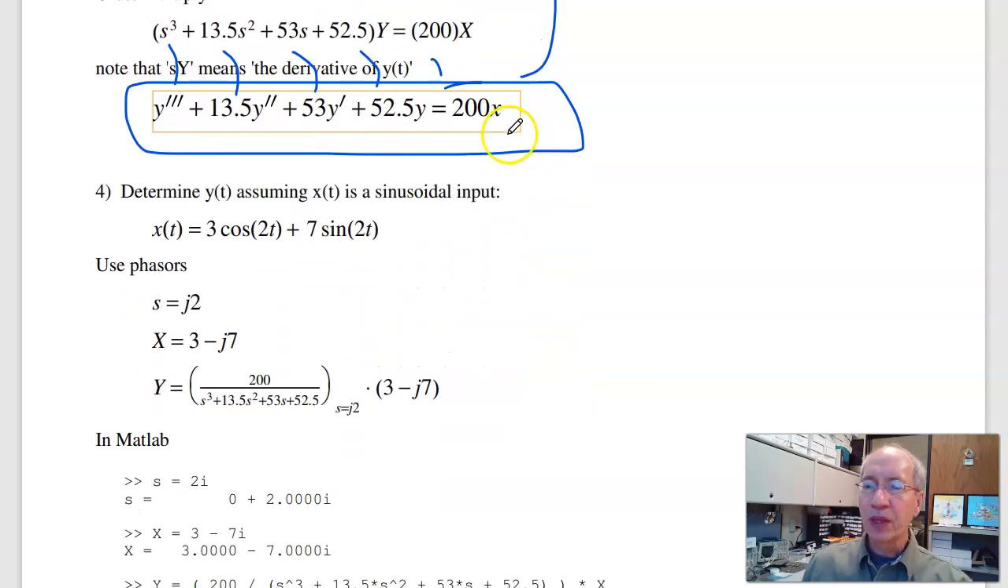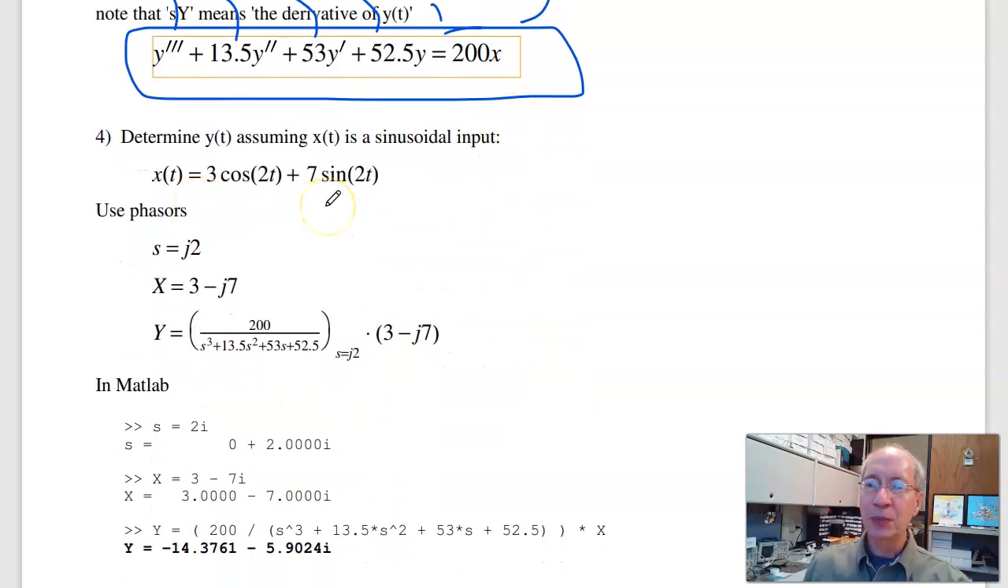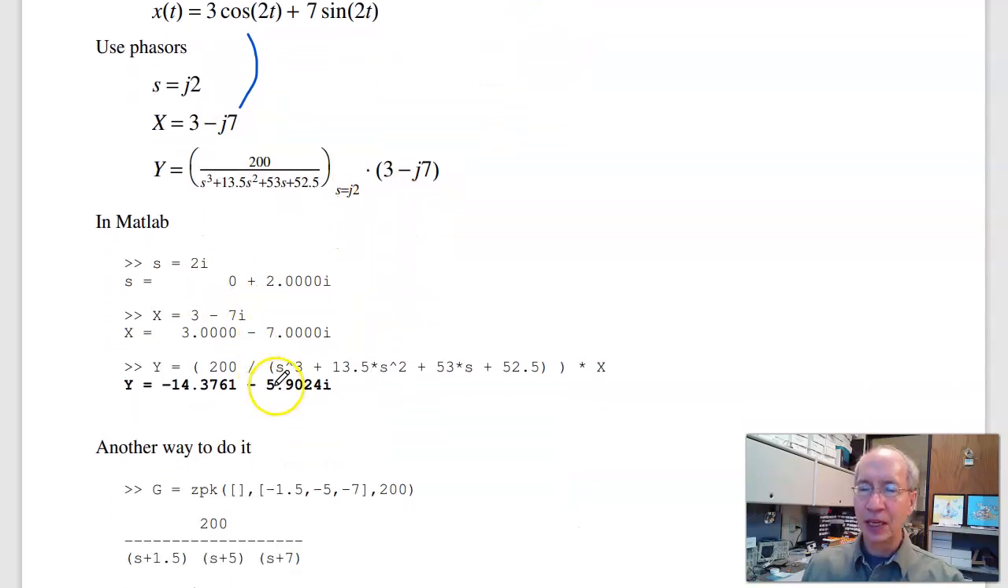Problem 4. Given that transfer function, find the output when x is a sine wave. So this is a phasor type problem. This is the gain everywhere. All I care about is what's the gain at 2 radians per second. So evaluate at s equals j2 times the input at 2 radians per second. In phasor form, that's 3 minus j7, the real part's cosine, minus j is sine. Multiply it all out, and you get a complex number.